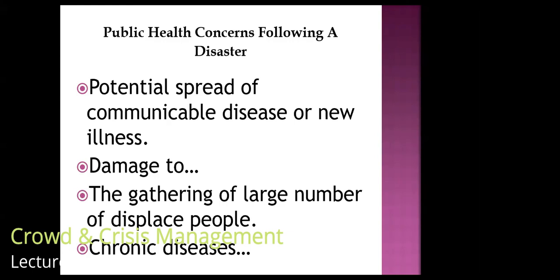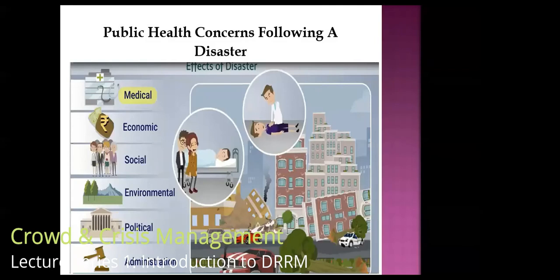The next one is chronic disease such as diabetes, asthma, and high blood pressure, which could worsen due to the disruption of routine health services, lack of access to prescription drugs, or environmental conditions. So the ones I mentioned are under the following effects of the disaster, from medical to economic, social, environmental, political, and administrative.